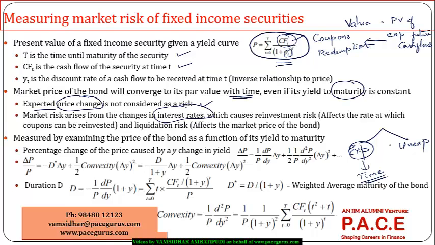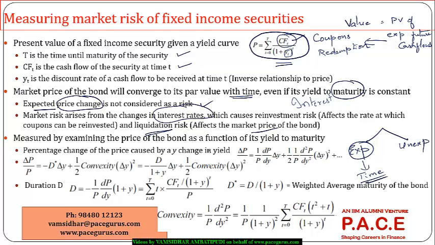And similarly, liquidity. If I want to sell off my asset today and am able to sell it at the current market price, then there is no liquidity issue. But if there are no buyers, I may be forced to sell at a much lesser price than the market price. In that case, I am exposed more to liquidity risk. So all these things, especially unexpected price changes caused by interest rate changes or liquidity-related issues, impact the market price of the bond, and that is what contributes to market risk.